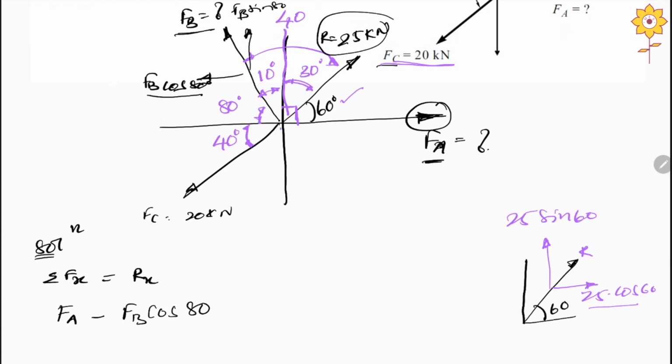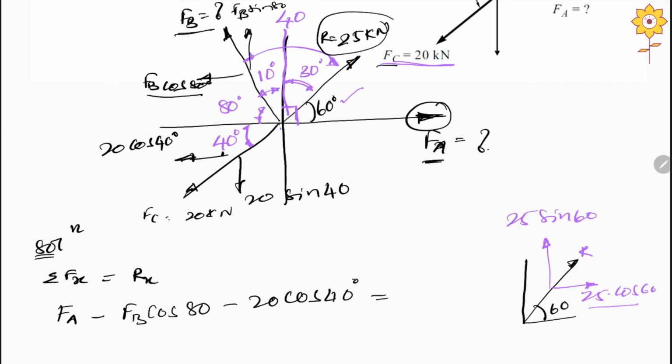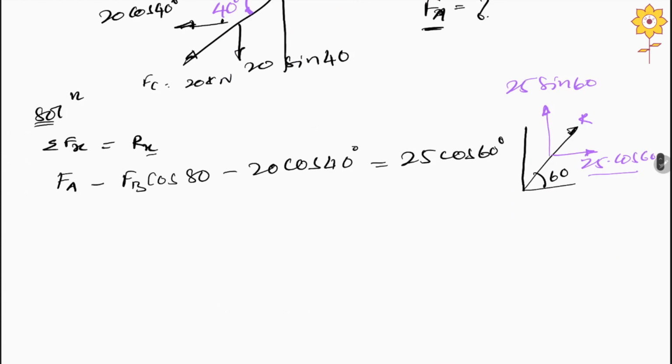Again we have one more inclined force over here. If you want to resolve this as well, this will be 20 kilonewton cos 40, and 20 kilonewton sin 40. Again it is moving from right to left, so minus 20 cos 40 degrees. Now this will be equal to Rx, which is nothing but 25 cos 60 degrees. In this equation we have two unknowns, so we are not able to solve this.